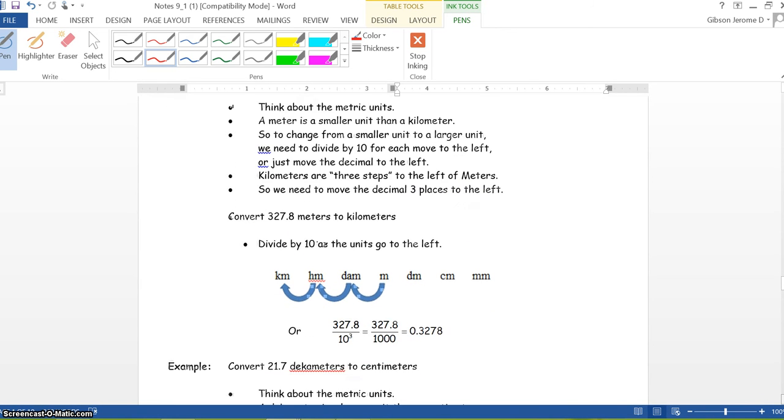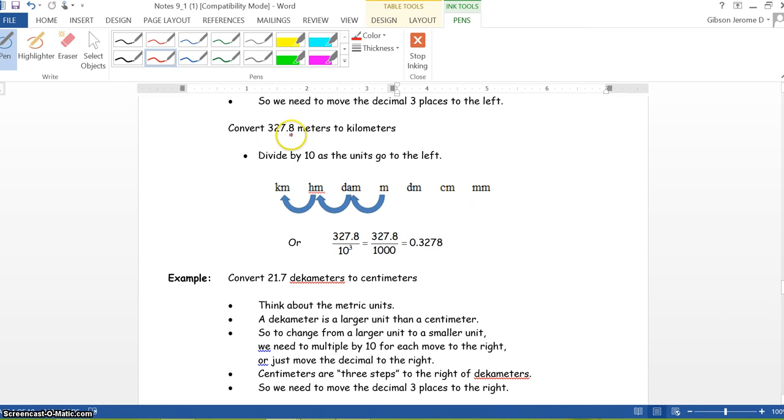So, convert 327.8 meters to kilometers. We'll start here in meters. And if you notice, we move 3 places to the left to get to kilometers. That's all you would need to do with this number here. So we could do 327.8 meters. We need to move it 3 places to the left. And that will give us 0.3278 kilometers. And that right there is the final answer.